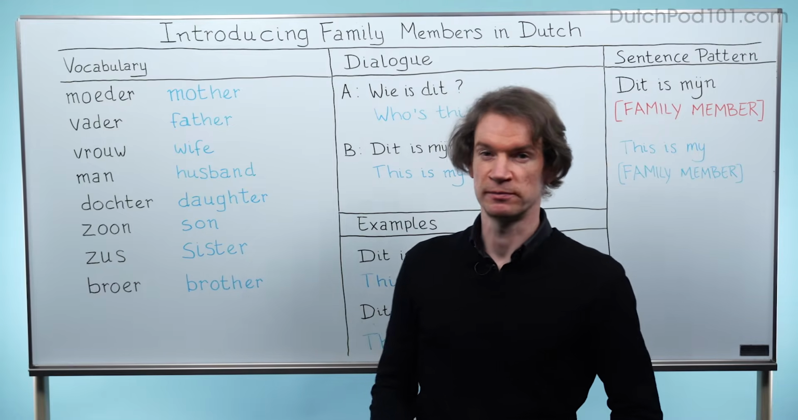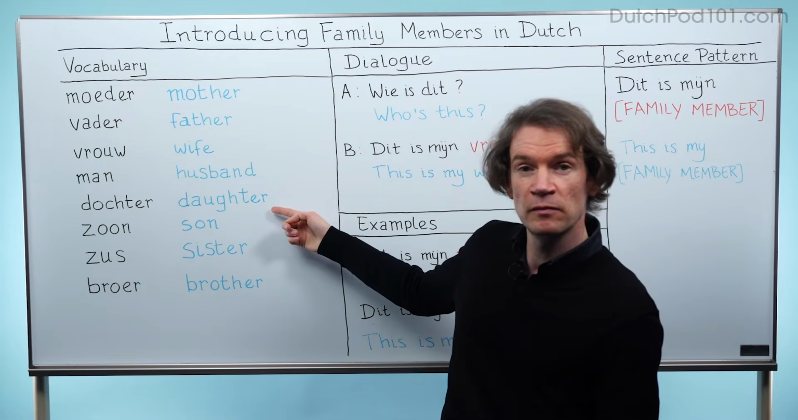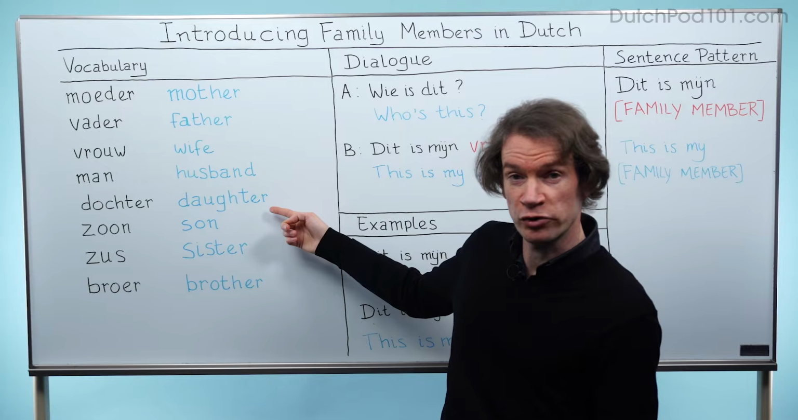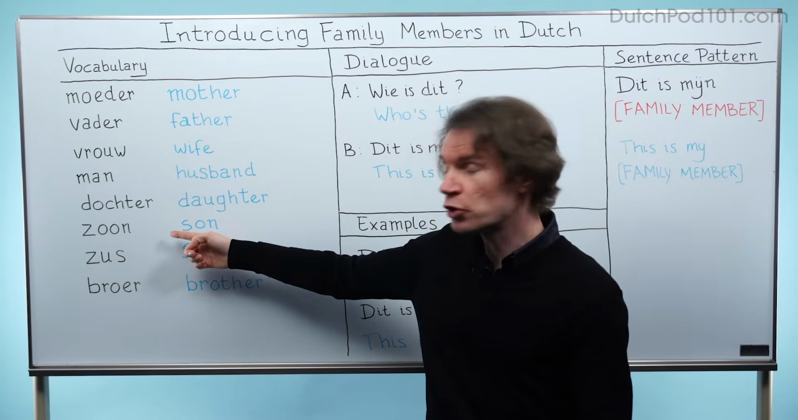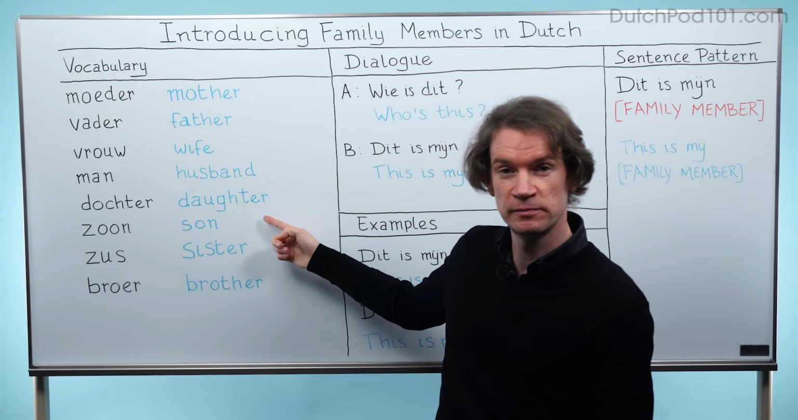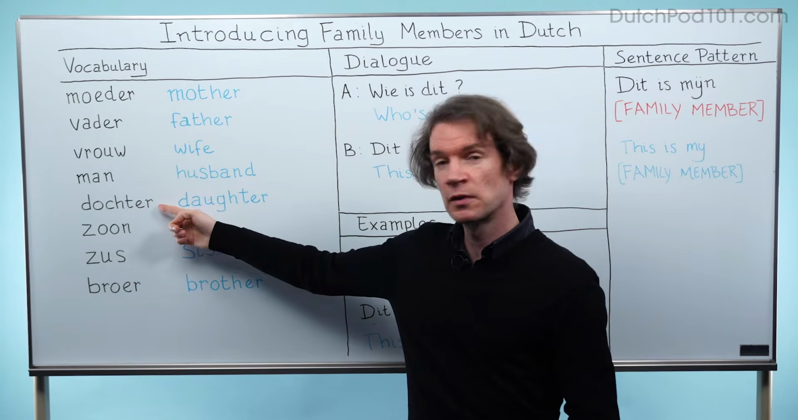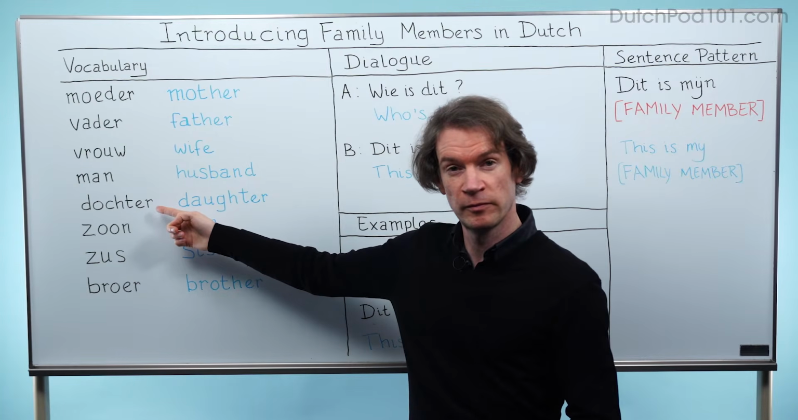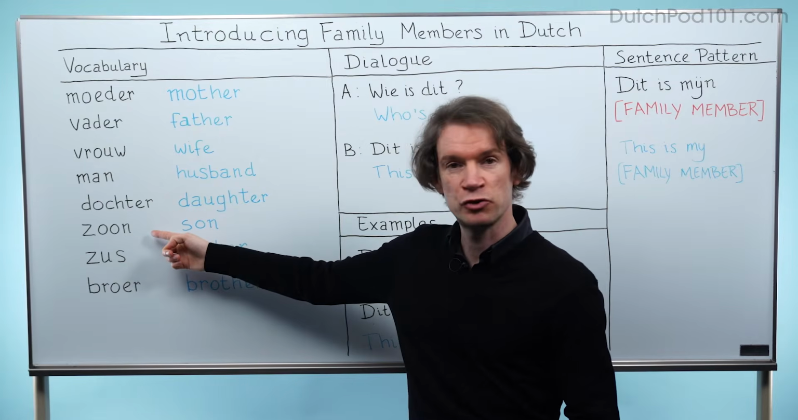Let's look at the children. Dochter or daughter. Zoon or son. Dochter. Zoon.